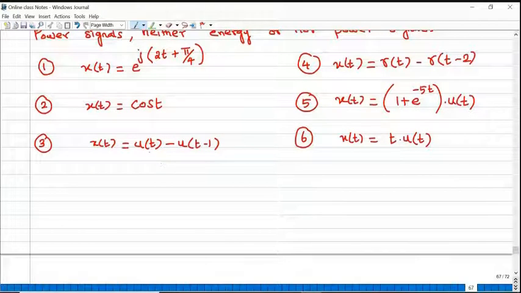Then the remaining signals, u of t, t minus 1, r of t, 1 plus e power minus 5t, exponential and unit step: all the remaining signals 3, 4, 5, 6 may be examples for energy. But anyway, we have to check. Sometimes you will get neither an energy signal nor a power signal, where the condition is not satisfied for both cases. At that time you have to write the comment: the signal is neither a power signal nor an energy signal. For example, the last signal, I will show you the result of energy and power of x of t equal to t times u of t.